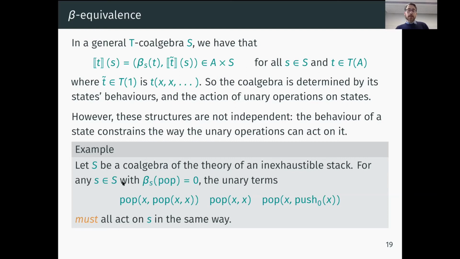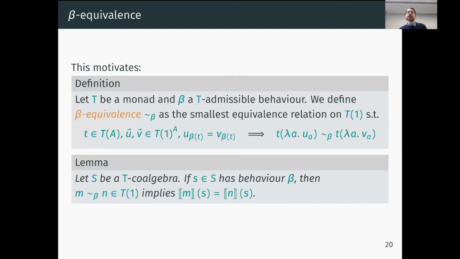Now, if I take these three unary terms and I use them to act on a state S in which the top element of the stack is 0, then I always end up taking this left branch. Okay? So I end up popping the top element and then not doing anything else. And so all these terms have to act in the same way on my state S. All right. Okay, and so this motivates a definition.